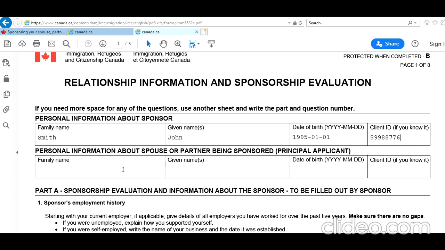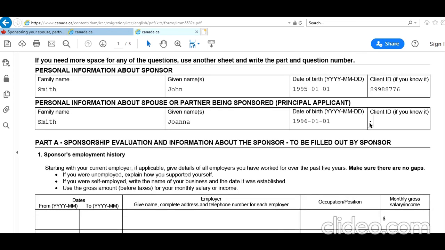Personal information about spouse, so this is again Smith and her name is Joanna. So John is sponsoring Joanna. Date of birth, we decided 1996, month 01, 01, dummy date of birth. Client ID, she has never applied to IRCC before, so she does not have one.